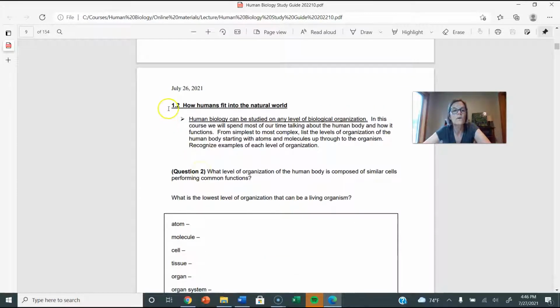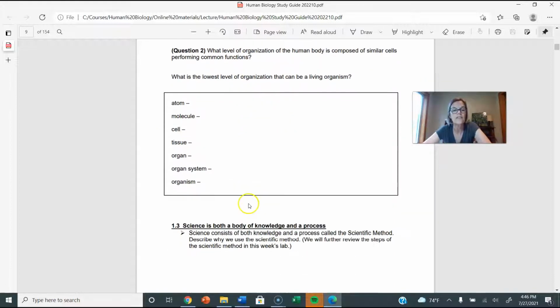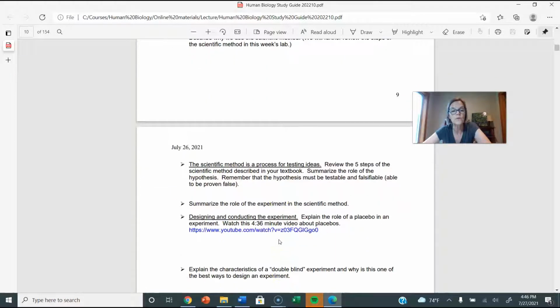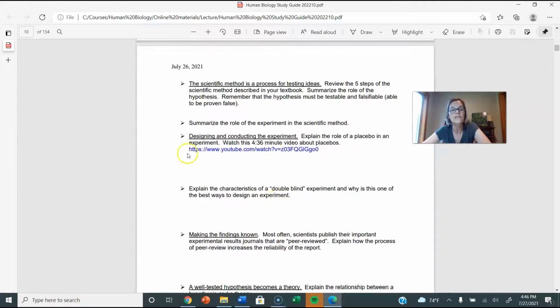So here's another one, 1.2, how humans fit into the natural world. It gives you this information, and you can find that right in that section of your book. So this is why I'm telling you, you absolutely need the textbook, and you need the book I told you to get, because you'll be able to find this information really easily. And there's another question. There's some vocabulary words. Fill that information in, and you can work your way down. Every once in a while, I think you need a little bit more help, and I make a video.